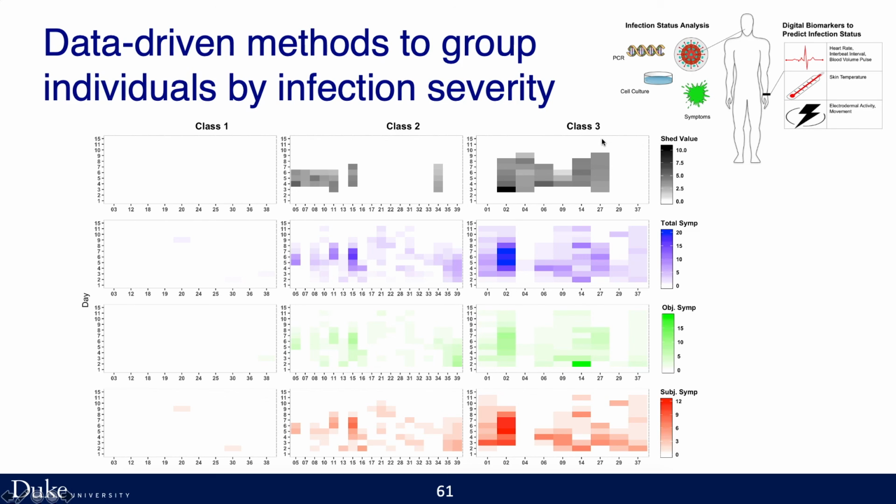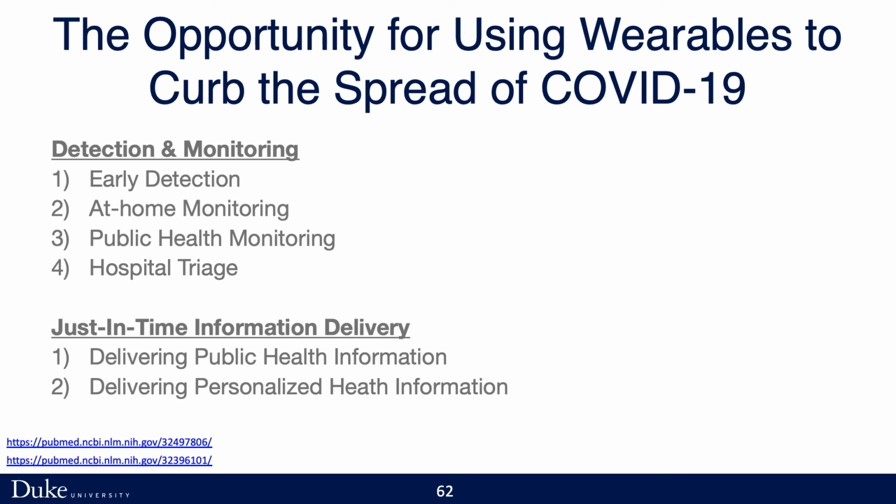And so right now what we're working on is using the smartwatch data to predict these different classes of infection. And the goal here is to be able to detect, ideally, within several hours of somebody being exposed to a virus, whether or not they will get infected, and if they do get infected, how severe will it get? So this makes a lot of sense when we think about opportunities to curb the spread of COVID-19.